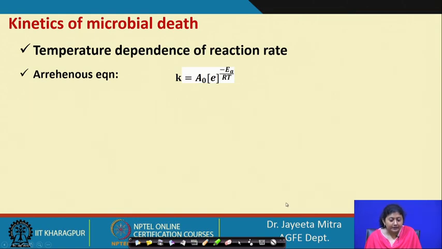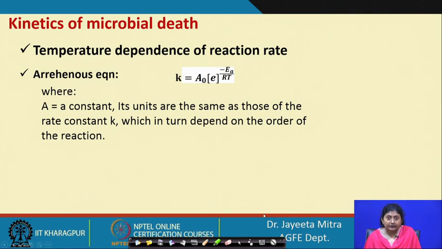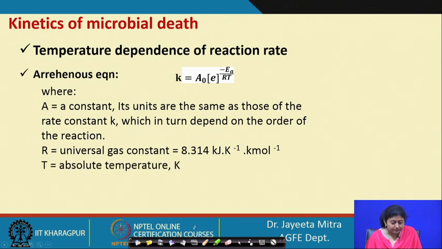So, this is K, the reaction rate constant, that is equal to A 0 into e to the power minus E A, that is activation energy, by R into T. Now, generally it happens that with increasing temperature, the reaction becomes faster. So, that is, activation energy becomes lower, that is why the minus sign has been incorporated. A is a constant here and its unit is the same as that of the reaction rate constant K, which in turn depends on the order of the reaction. R is the universal gas constant, 8.314 kilojoule per kilomole Kelvin. T is the absolute temperature in Kelvin, and Ea is the activation energy in kilojoule per kilomole.